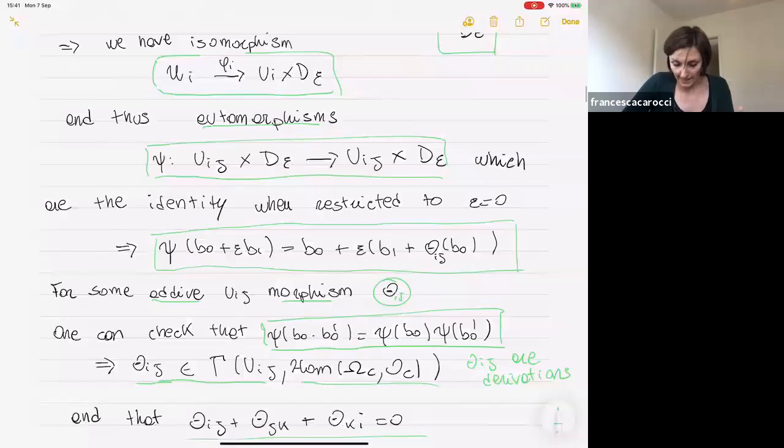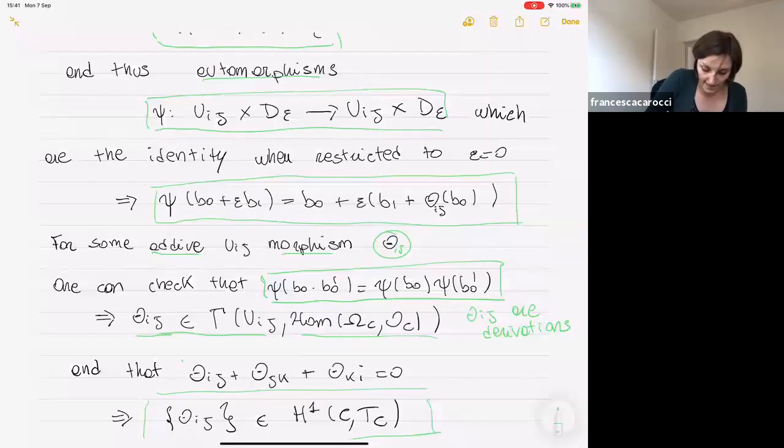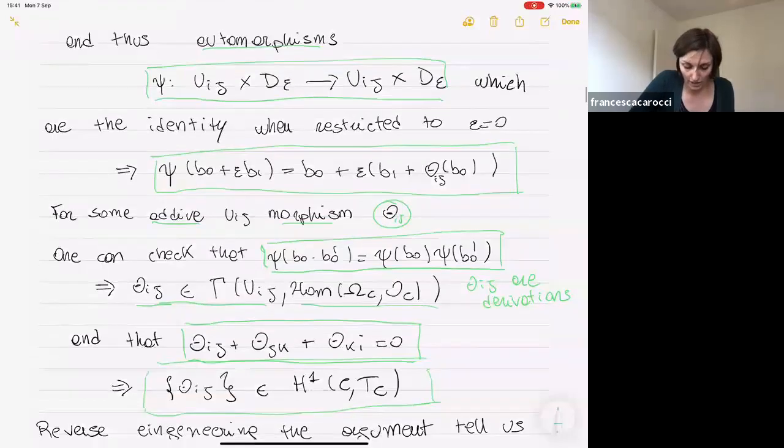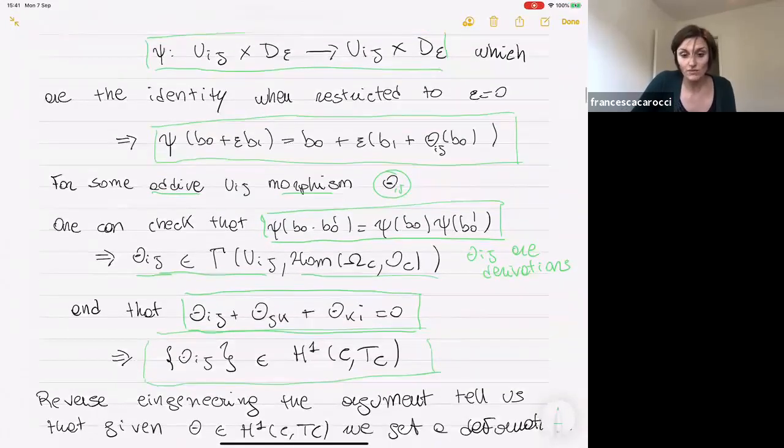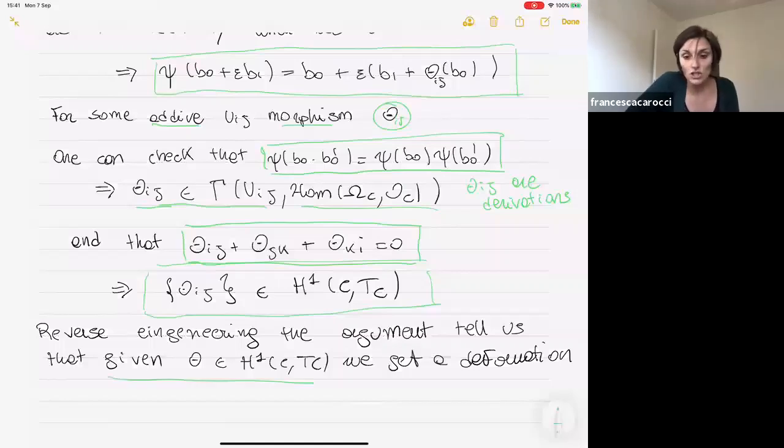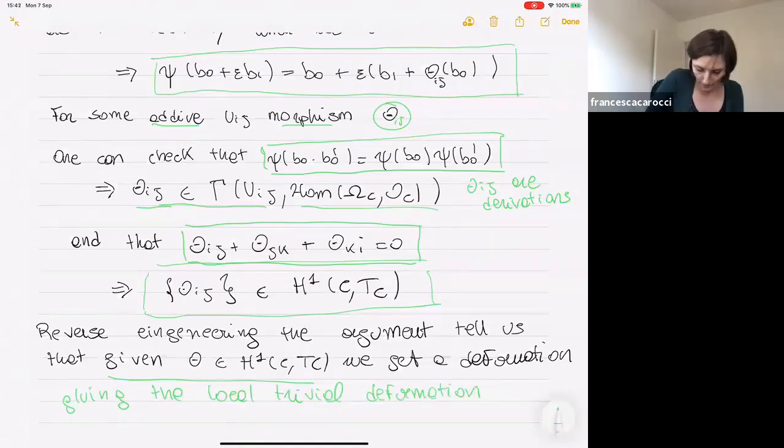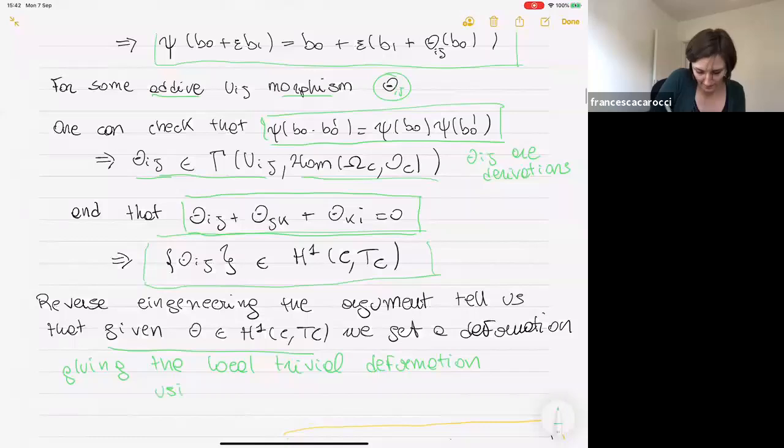And moreover, one can also see from the definition that they satisfy the cocycle condition. And what it's telling us is that this collection of theta_ij is giving us an element in the H1 of the tangent sheaf on C. And now if we do reverse engineering of this argument, we see that given such an object, we can get a deformation by gluing the local trivial deformations using the psi_ij defined as the identity plus epsilon times b1 plus theta.